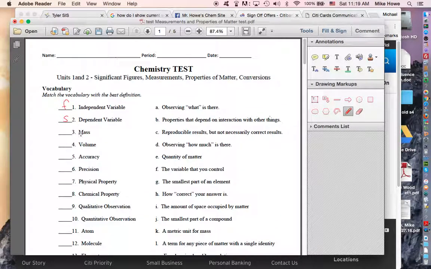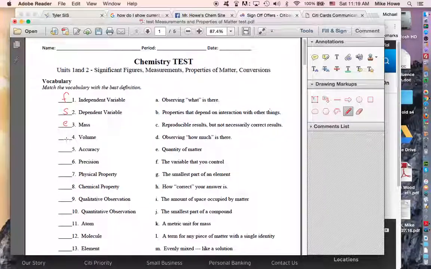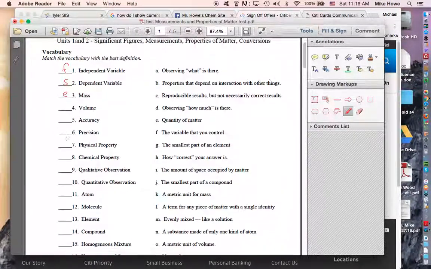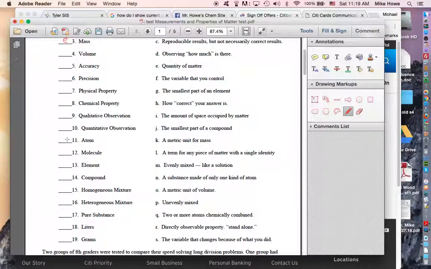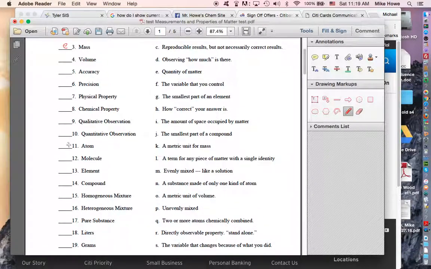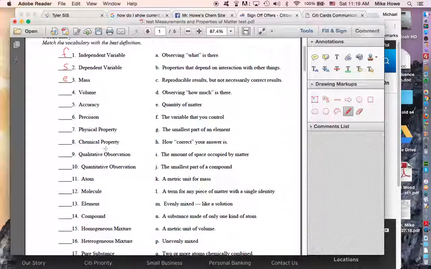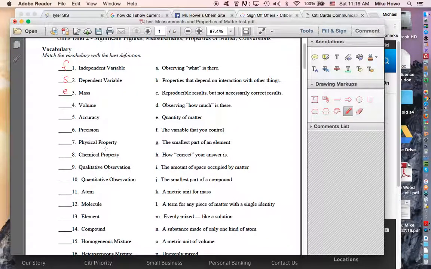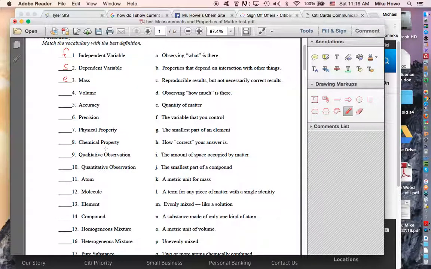And mass is the quantity of matter. That's just how much matter you have. That's E. Volume is the amount of space that something takes up. So how much space it takes, volume. So I don't know, where was that choice, how much space it was. Oh, there we go, letter I. I missed it the first time, so letter I.